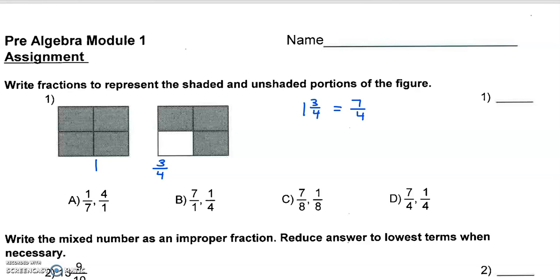So we have an answer of 7/4 shaded, and the 1 that is unshaded is only in one of these boxes. And so that is 1/4. So whenever you're doing a question like this, make sure you don't fall into the trap of counting the total number of pieces. You count the total number of pieces in a single figure, and that becomes your denominator always. So the answer here is D.